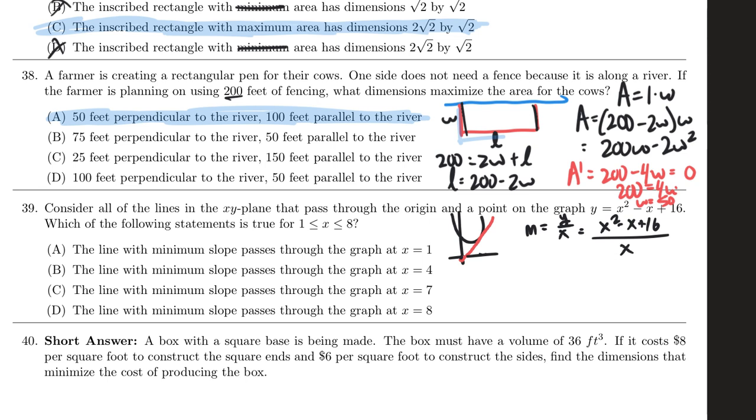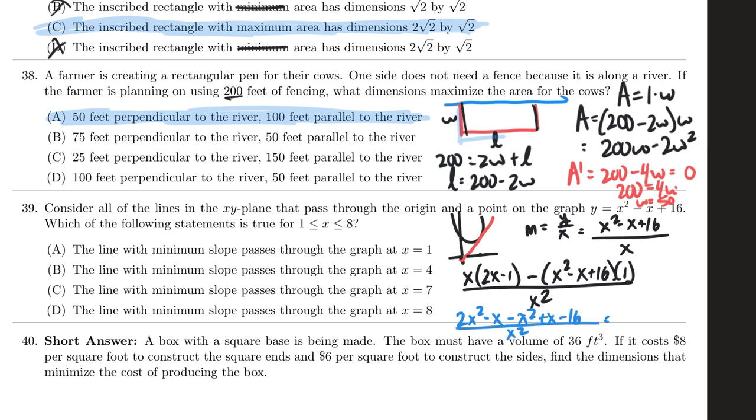So now we have to take the derivative of this. We have to do the quotient rule. We keep low, d high, minus high, d low, over the bottom squared. So now we're going to have to combine like terms. So this is going to be 2x squared minus x squared plus x minus 16 all over x squared, which is x squared. The x's cancel. Minus 16 over x squared.